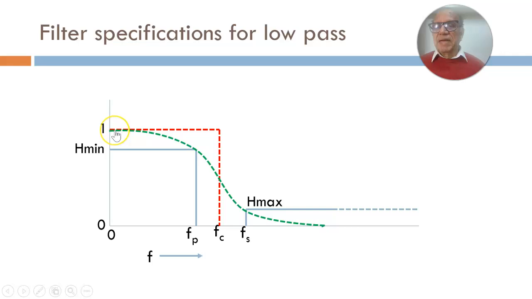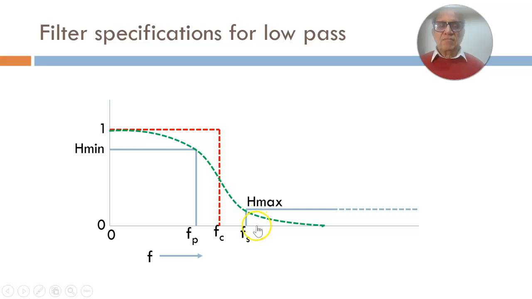Now since in a practical filter you cannot have a gain which is completely constant in the pass band, you can allow the gain to vary. How much variation is allowed? That is specified by H minimum. This H minimum will be different in different applications. It could be 0.9, it could be 0.95, it could be even 0.98 and so on. So what it says is that the gain may fall, but it should not be allowed to fall below H minimum when the signal is in the pass band.